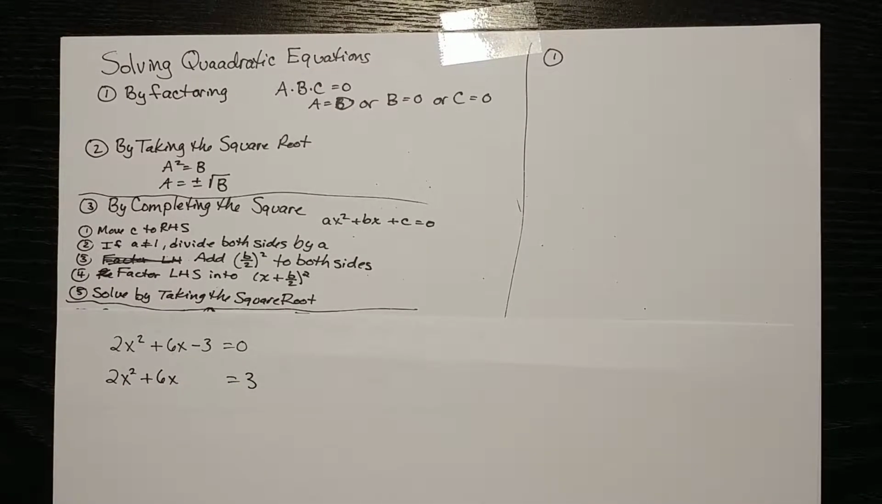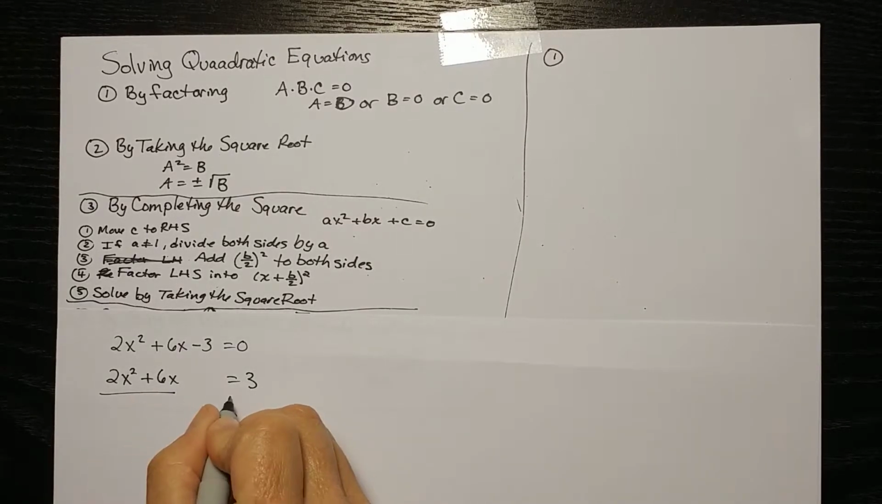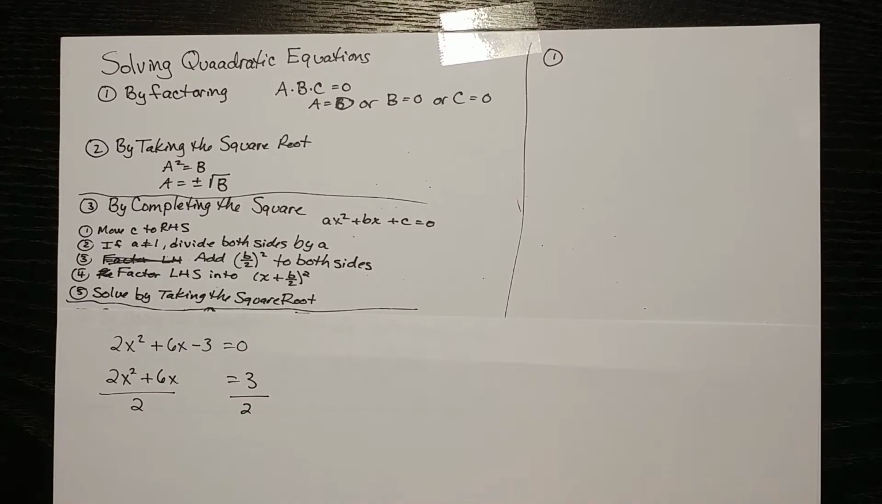And then it says if a is not 1, divide both sides by a. Well, a is 2. It is not 1. I need to divide both sides of this equation by 2. On the left-hand side, I'm left with 2x squared divided by 2, or just x squared. 6x divided by 2 is 3x. Over here, I'm left with 3 over 2.